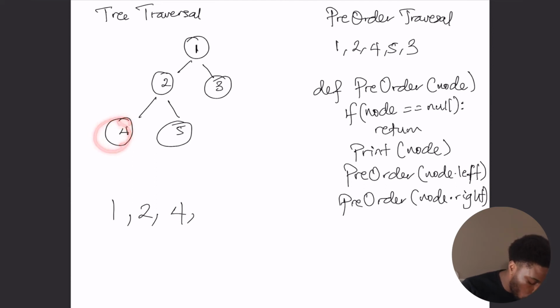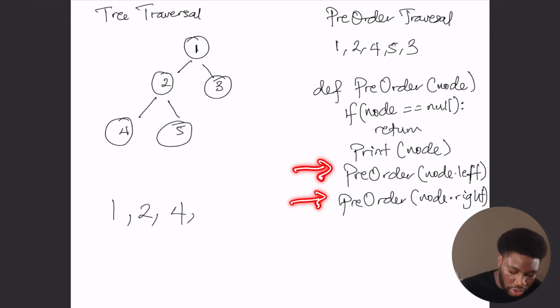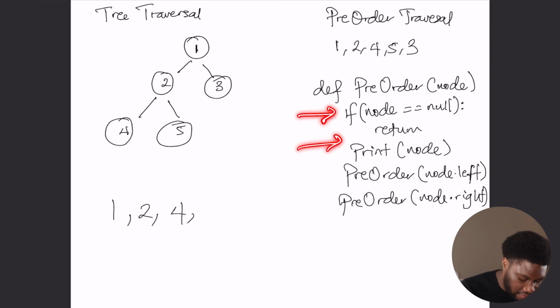Now we would then go back up to 2's execution because it was from 2's left child that we got into 4. We would then call the next line in 2's execution, which is to pass 2's right child in. 2's right child is 5, so we would pass 5 into our function. The next thing we would do is check if 5 is null. Well, 5 is not null. We would print 5.